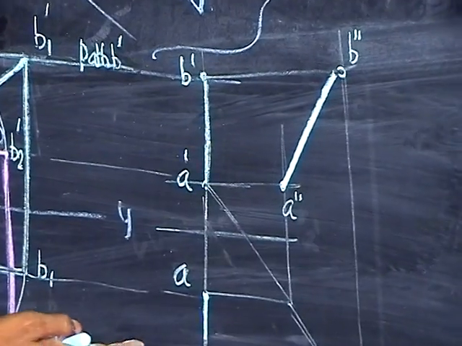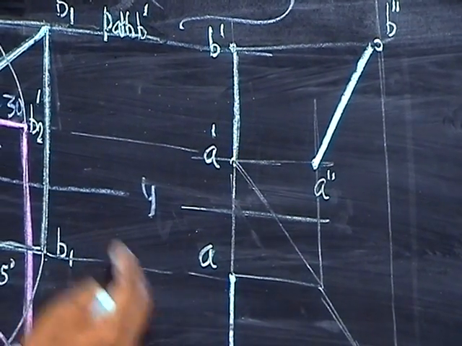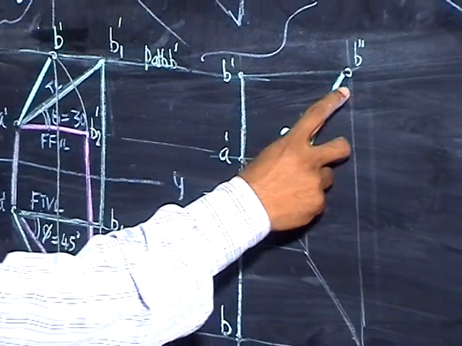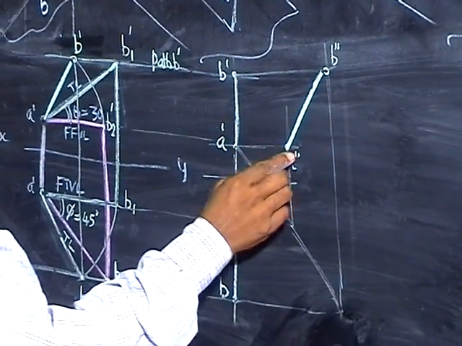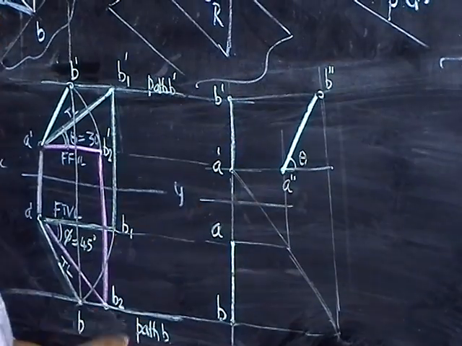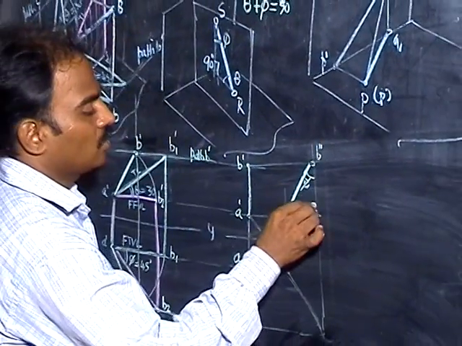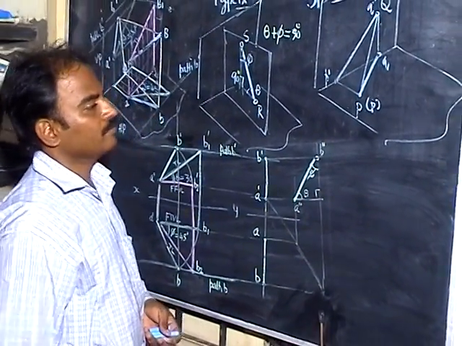So your front view is a reduced length vertical. Top view is again a reduced length vertical. Whereas the side view is a true length inclined. So find out this. You see the angle theta is available here and pi is available here. So naturally the sum total should be 90.